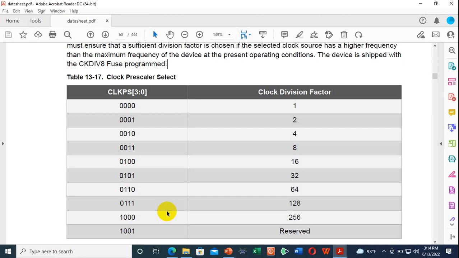Suppose your frequency is 8 megahertz, and if you choose this option, by default 0011, it will divide by 8. If you, let's say, choose this option 0010, it will divide by 4. Okay.